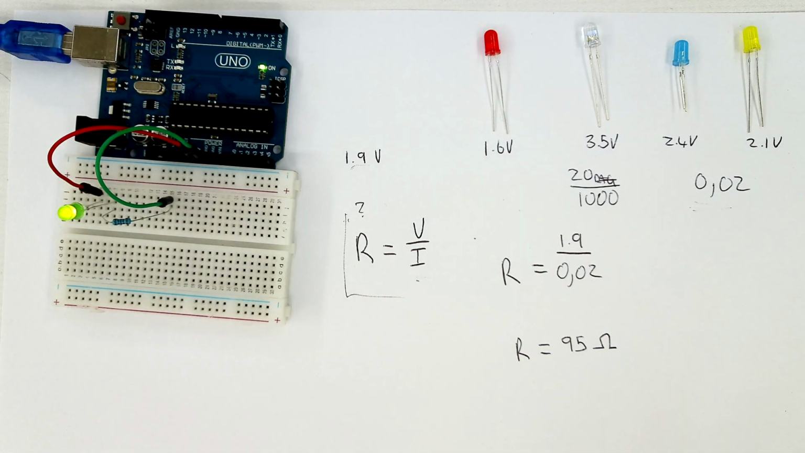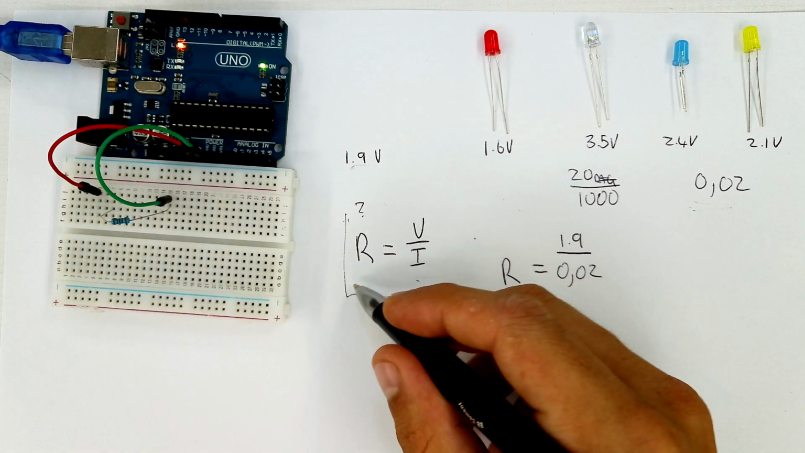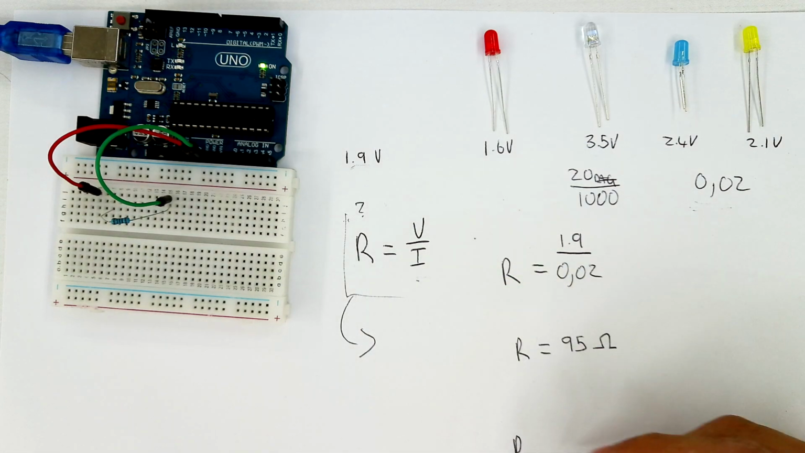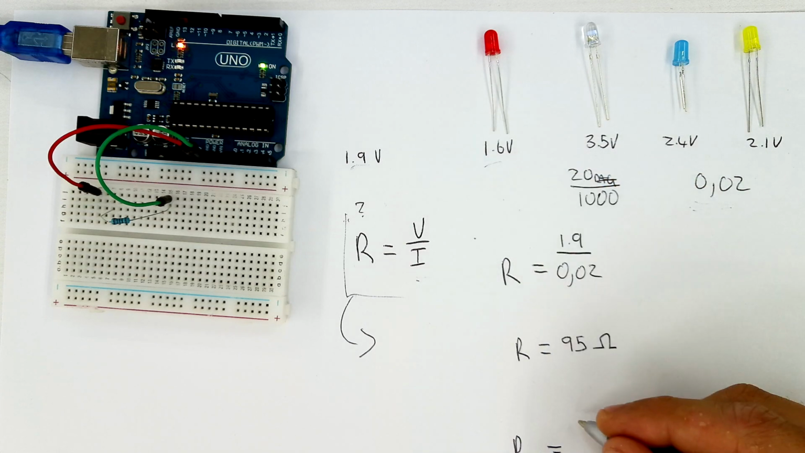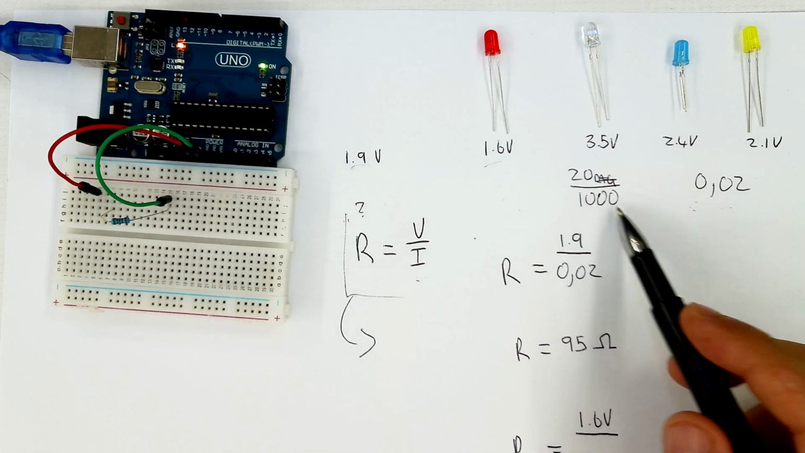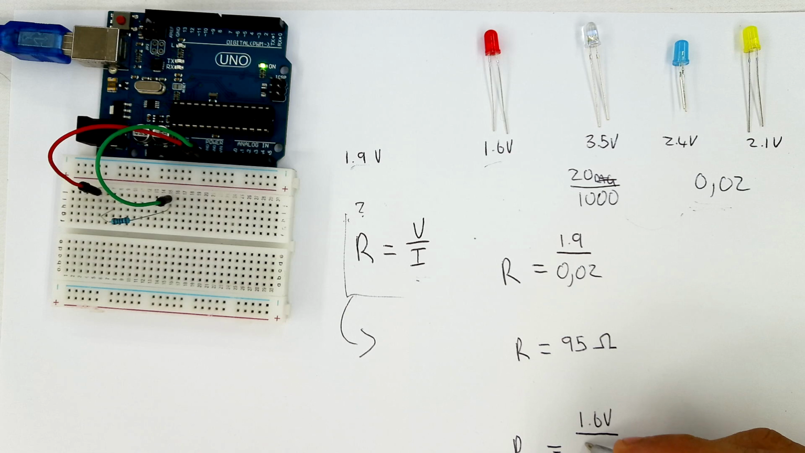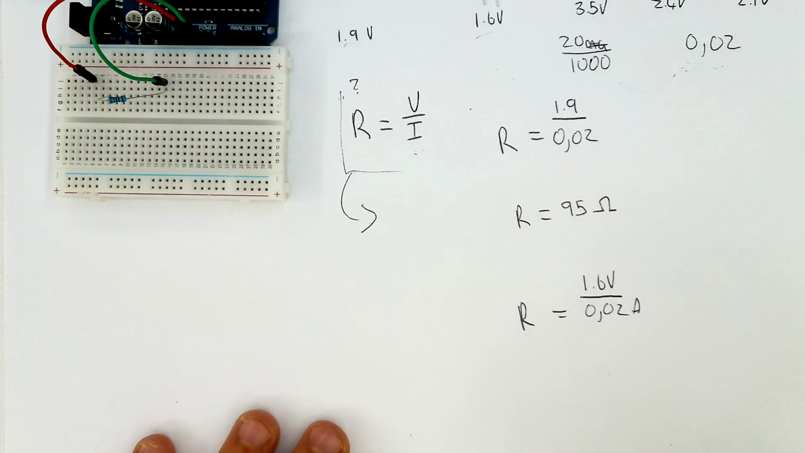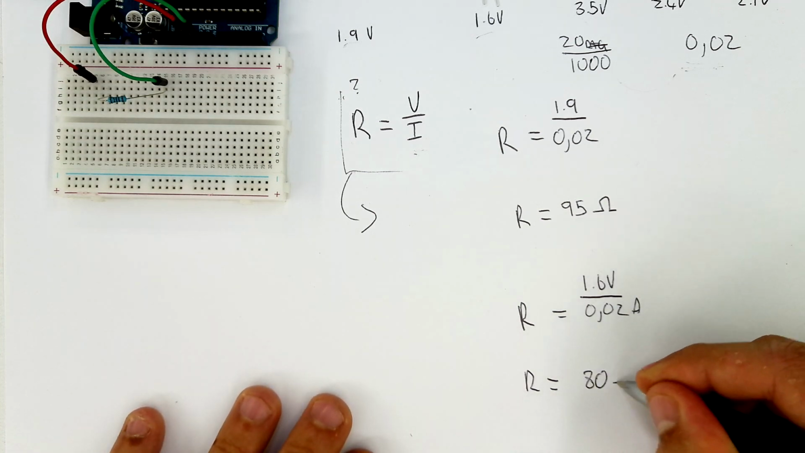So we can do another example just to get you guys cleared up on this and better started. Let's do the red LED next and see if we can calculate its resistance. We're still going to be using the same formula where we have R equal to volts, which is 1.6 volts right here, divided by our 20 milliamps, which we've already converted to amps. So divided by 0.02 amps. And from here, we can say that resistance is going to be equal to 1.6 divided by 0.02, and it's going to be equal to an 80 ohm resistor.